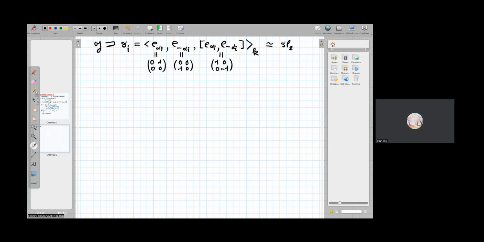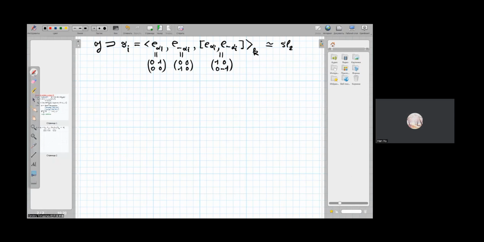This is the Lie algebra of big G, the Lie algebra of my reductive group G. As usual, this is our convention that we denote the Lie algebras of algebraic groups by the same letters, but small letters and in German writing.